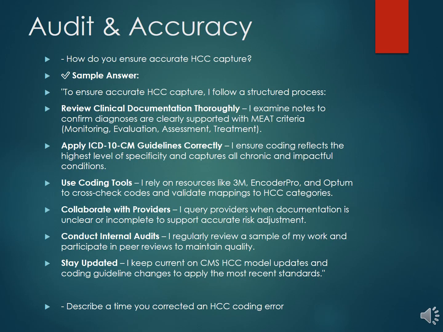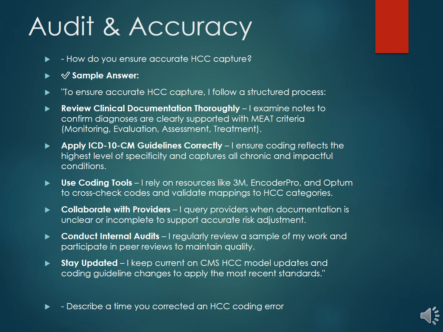Audit and accuracy. How do you ensure accurate HCC capture? Sample answer: To ensure accurate HCC capture, I follow a structured process. Review clinical documentation thoroughly: I examine notes to confirm diagnoses are clearly supported with MEAT criteria, monitoring, evaluation, assessment, treatment. Apply ICD-10-CM guidelines correctly: I ensure coding reflects the highest level of specificity and captures all chronic and impactful conditions. Use coding tools: I rely on resources like 3M, Coder Pro, and Optum to cross-check codes and validate mappings to HCC categories.